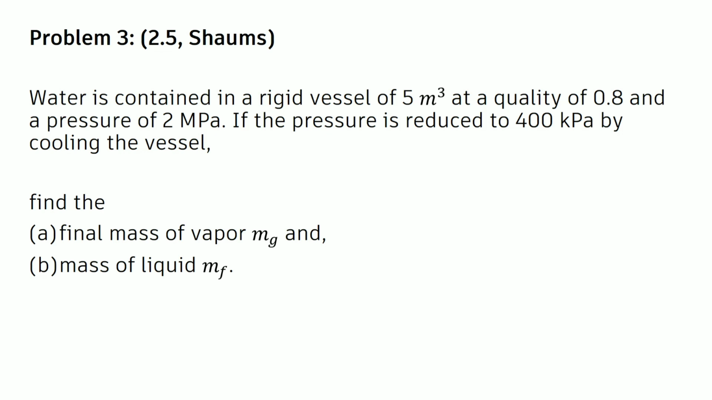So, internalizing the problem, there's water contained in a rigid vessel with a volume of 5 cubic meters. Its quality is 0.8 and its pressure is 2 megapascals. If the pressure is expected to reduce to 400 kilopascals by cooling the vessel, what will happen to the final mass of vapor and the mass of the liquid of the water inside that rigid vessel? So let's find out.